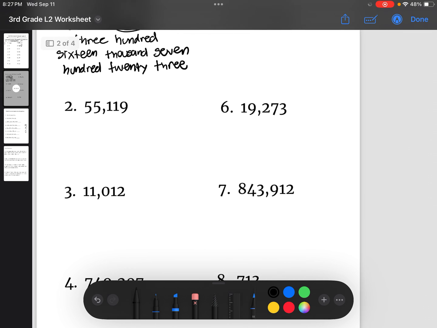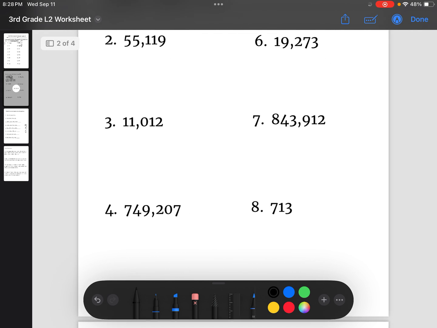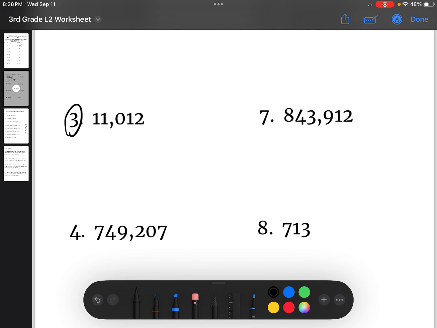So let's try one more together. Let's take a look at number 3 here. As we went before, this is the ones, this is the tens, this is the hundreds, this is the thousands, and this is the 10,000s. So let's start with this group first. It's just 11, but since we're in the thousands, we're going to have to write 11,000.